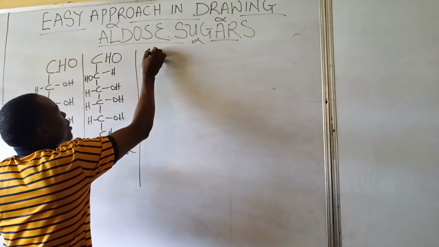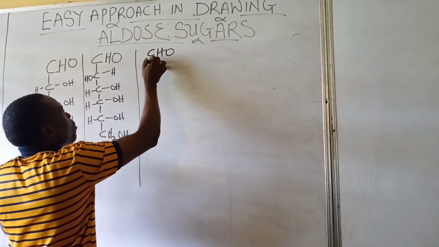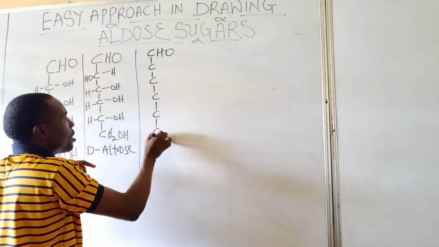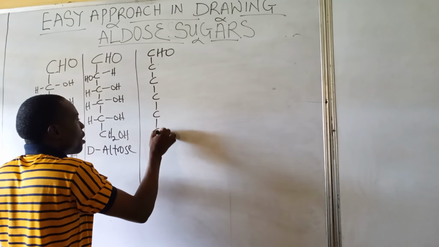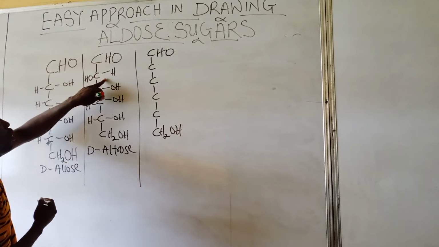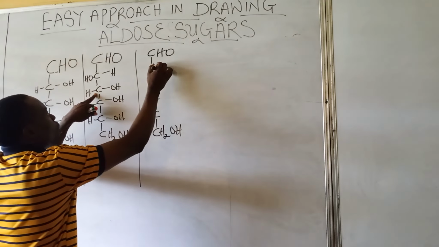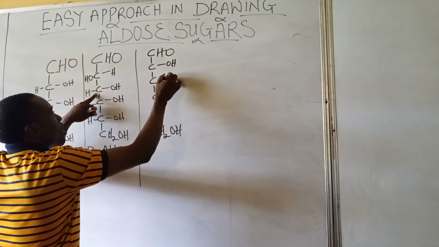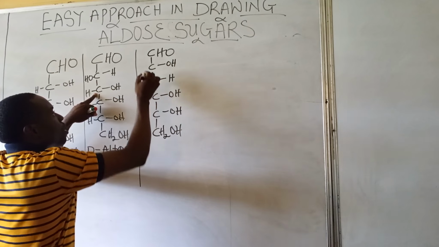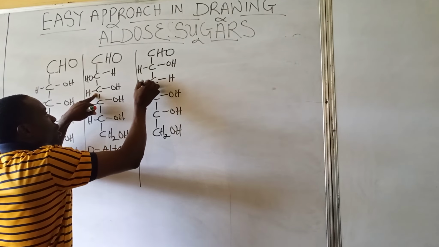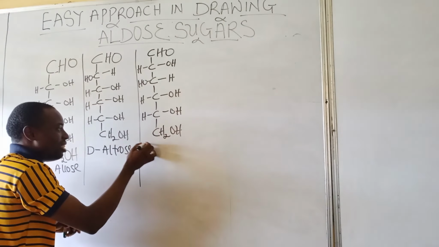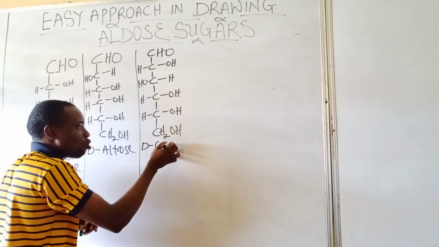Now we move to the other one. CHO, 2, 3, 4, 5, then 6. Remember, you have done this one, now move to this one. So here becomes OH, here becomes H, becomes OH, OH, okay, H. So that is just how it is. Now this is what we call the D-glucose.